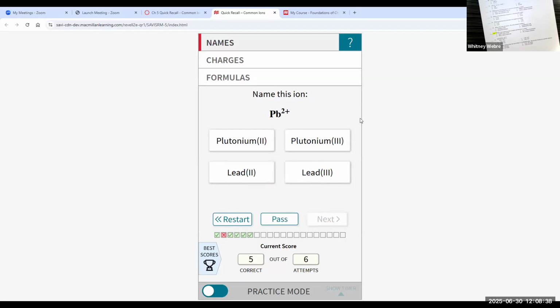Pb, do y'all know what Pb is? It's lead. Double check, you will have access to this periodic table, so definitely double check. By knowing it's lead, we already eliminated half the options. So which one do you think it is? Yeah, the 2 plus tells you it's lead too.